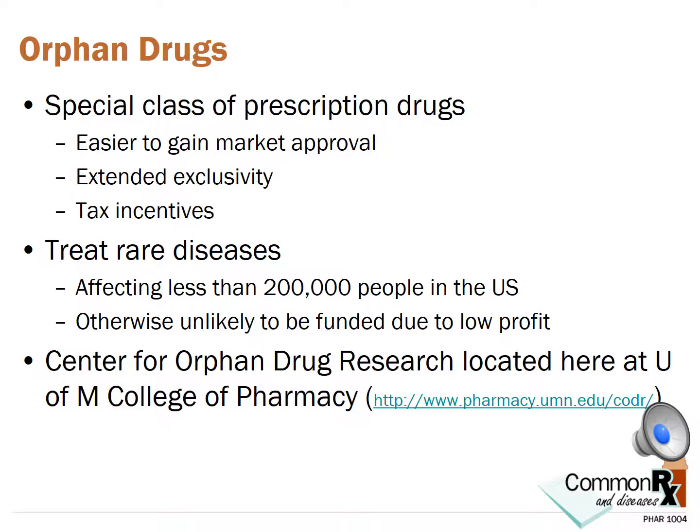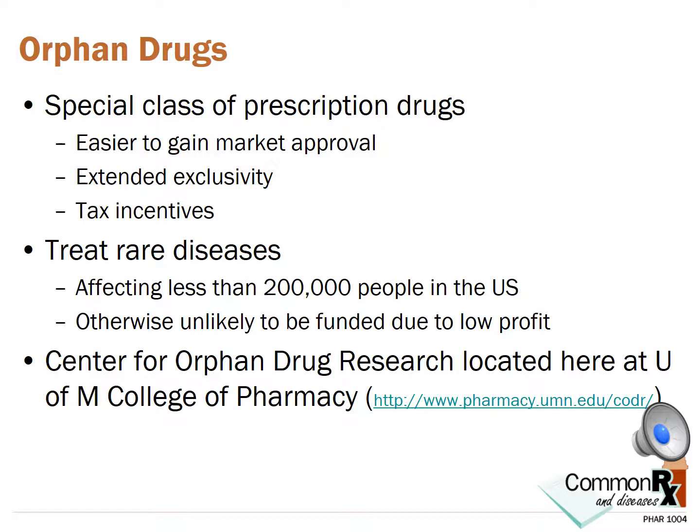Orphan drugs are a special subset of prescription drugs. While they are prescribed just like regular prescription medications, they are used to treat rare diseases that affect less than 200,000 people in the United States. Since there are so few people who would need these medications, drug companies are reluctant to develop new drugs. This is mainly because the profit for orphan drugs is far less than the drugs used to treat common conditions.